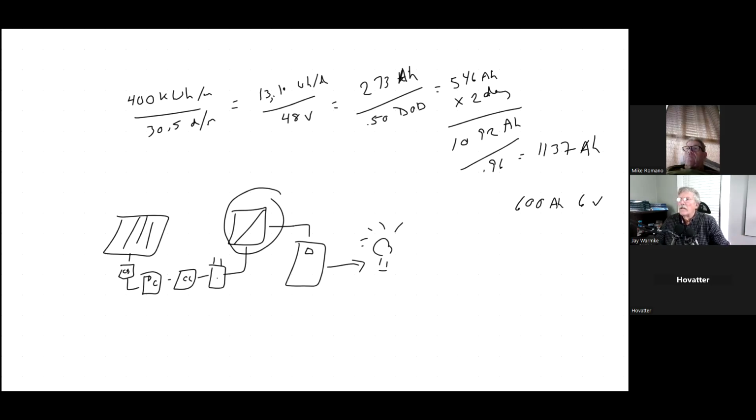Okay, so how many of those do I need? Well, I need 2 strings. I divide this by 600 amp hours. So I need 2 of them. That would give me 1200. That will more than cover that.